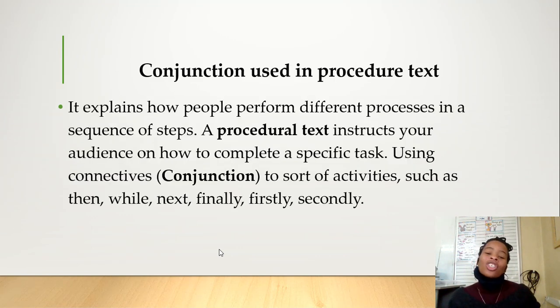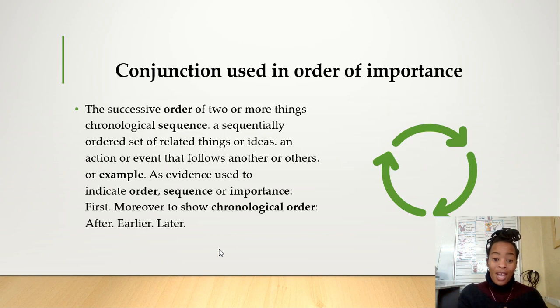All right, conjunctions used in a procedure text. Now, it explains how people perform different processes in a sequence of steps. A procedural text instructs you. So, for example, they will use words like, firstly, you will start off by whisking the eggs. So, the word firstly tells you that you must first whisk the eggs. It gives you an instruction. So remember, conjunctions of procedure tell you a method or give you an instruction.